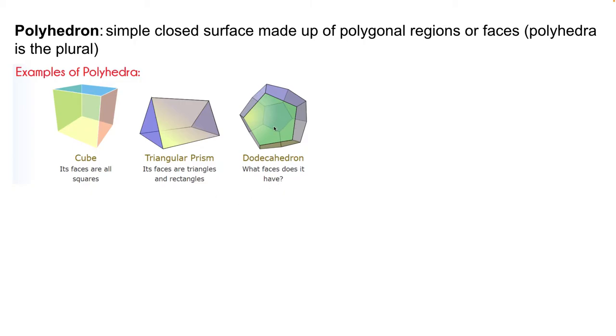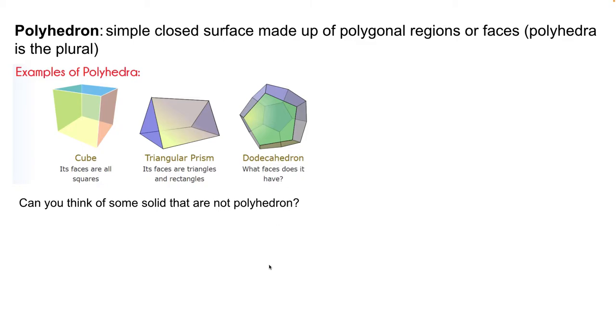Dodecahedron has 12 faces. And each face has the shape of what is this? Pentagon, right? Because it has 5 sides of polygon. Okay. All right. So we're gonna talk a little bit more about those two later.